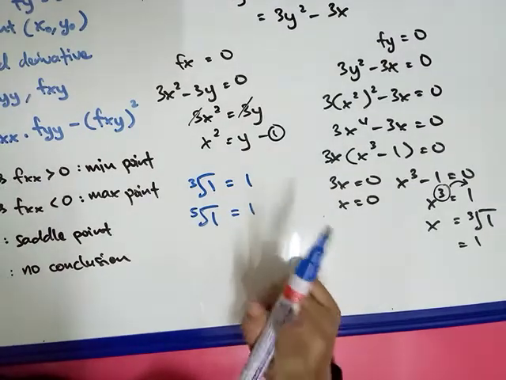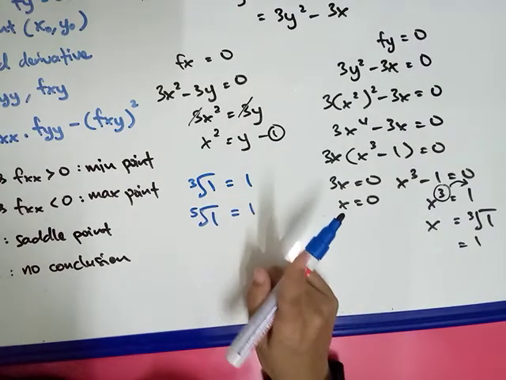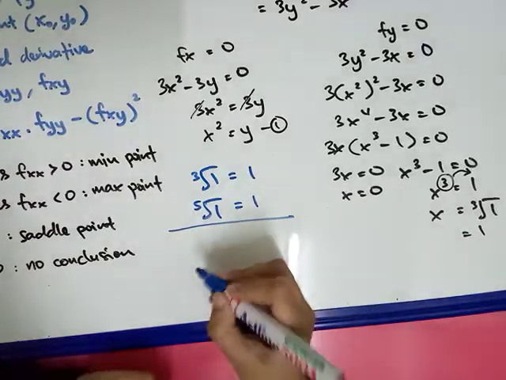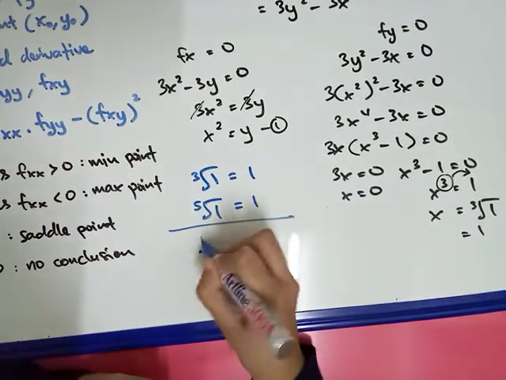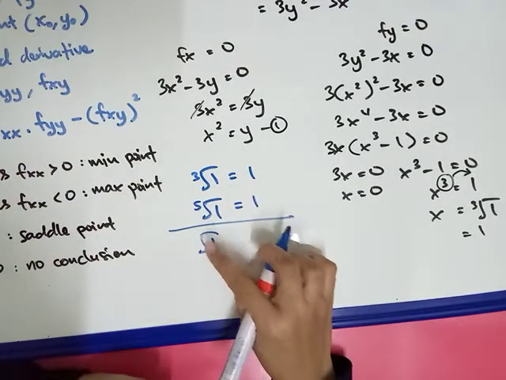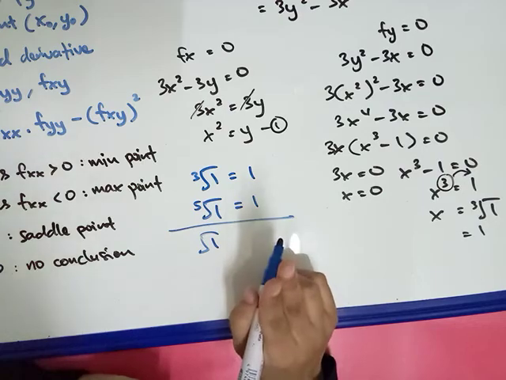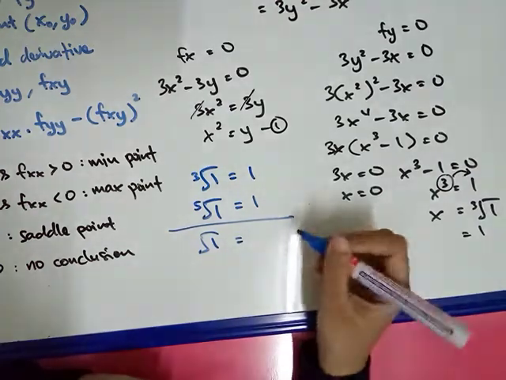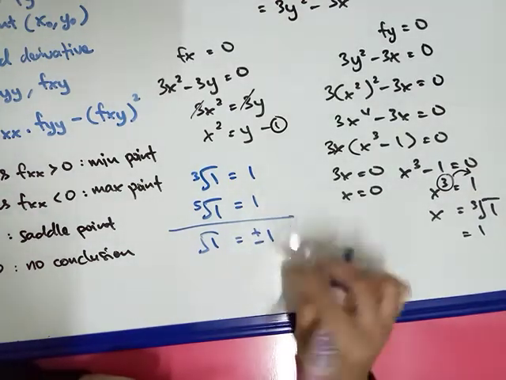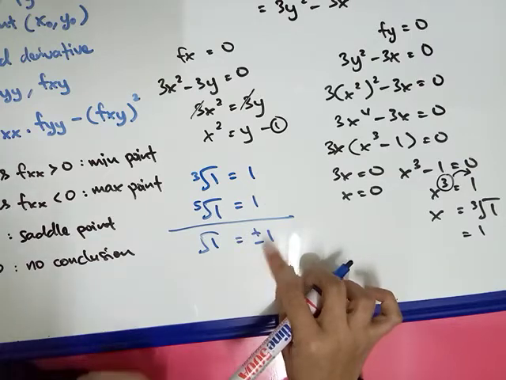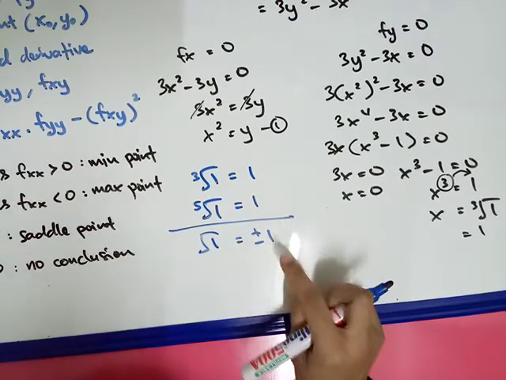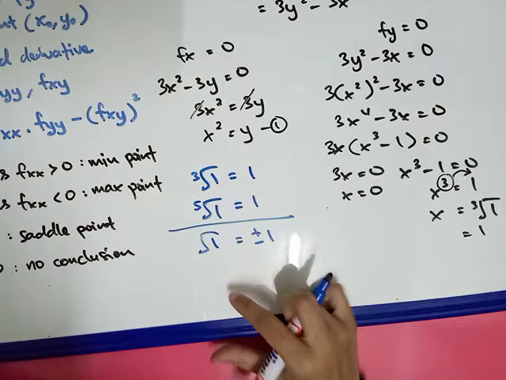Okay, if root yang genap, root yang genap macam mana? For example, square root 1. Square root, that means root 2 of 1. The answer is positive, negative 1. They have two answers, positive 1 and negative 1.